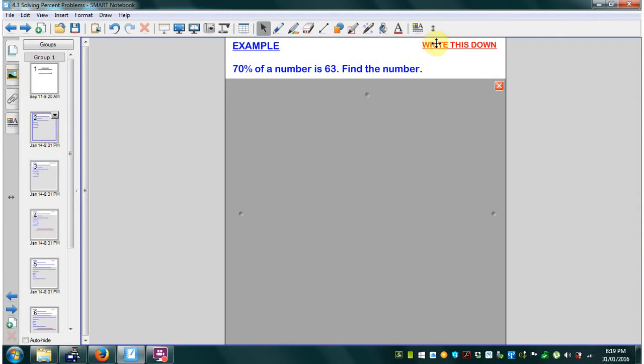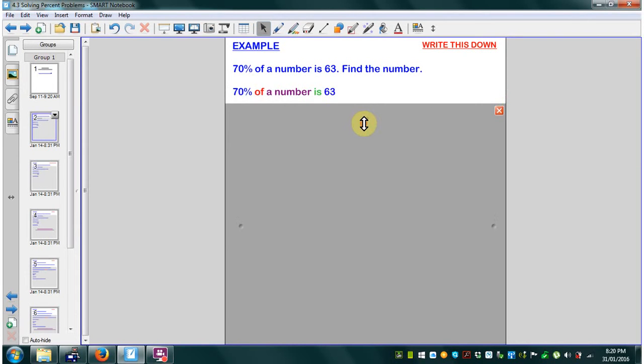Okay, so our first example, and I want you to write all these examples down today. We're going to do this one together, and you can write it down as we go. So, example number 1. 70% of a number is 63. Find the number. Okay, so we're trying to find this number here. We're trying to find a number that 70% of that number is going to give us 63.